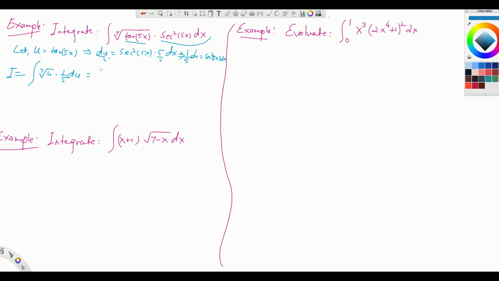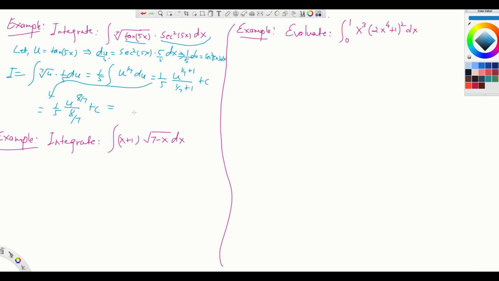This can be written as 1/5, I can write outside, and then u to the 1/7 du. You see that? So 1/5. What is the integral of u to the 1/7? U to the 1/7 plus 1, right? So this equals 1/5 u to the 8/7, because this is 1/7, this is 7/7, so 7 plus 1 is 8/7, over 8/7. Now plus c, right? I should not forget that constant of integration c.